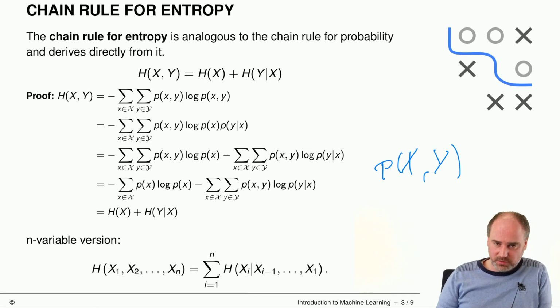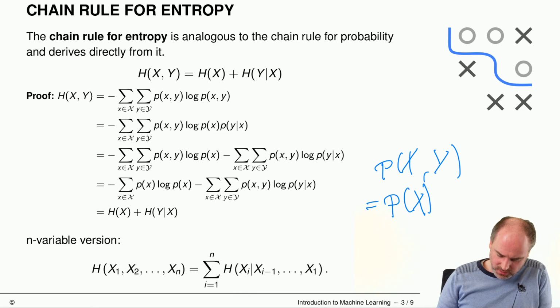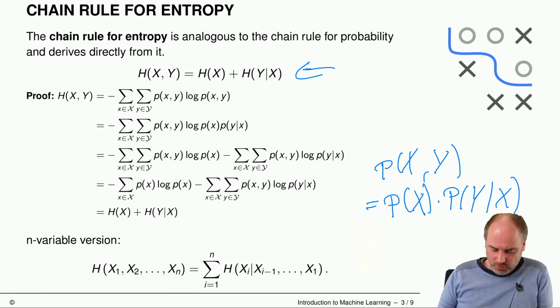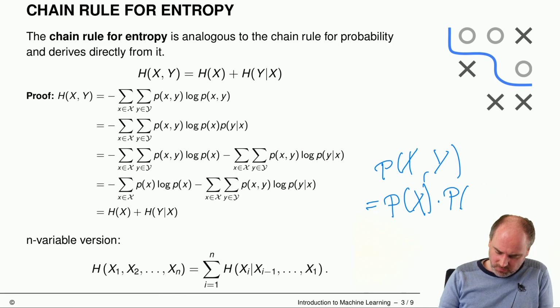So I have p of x comma y, and this is the same as p of x now times p of y given x. Okay, so this you should know from basic probability theory, and there's now a similar chain rule for entropies, and because entropies in a certain sense are defined on log level, this product here is turned into a sum. Is it easy to prove that? Answer is yes. Proof is down here below.